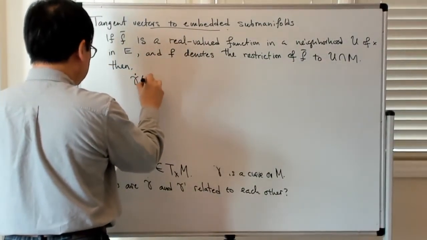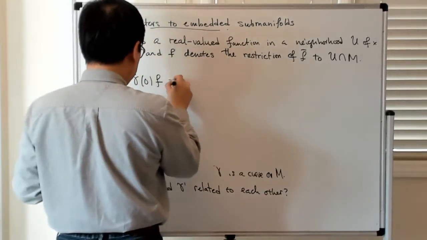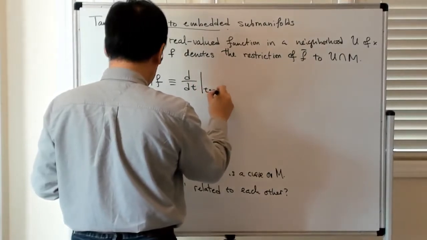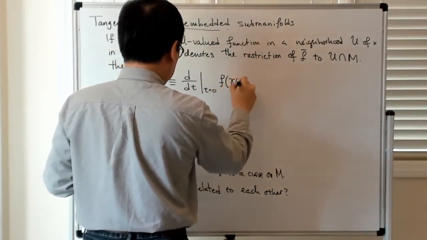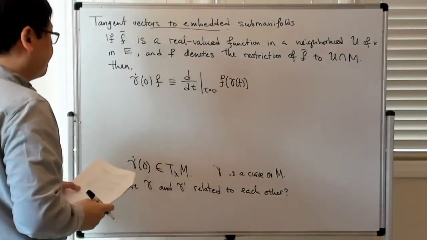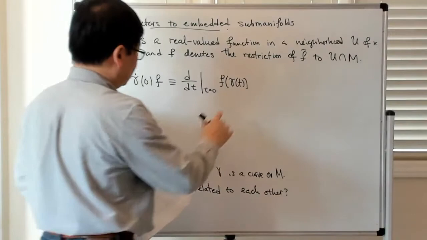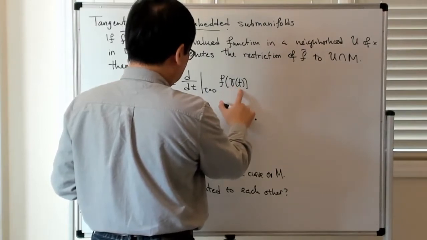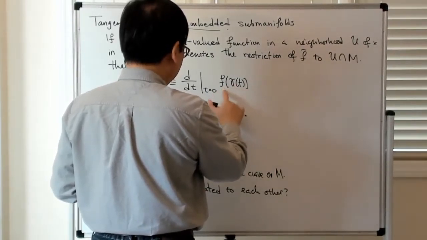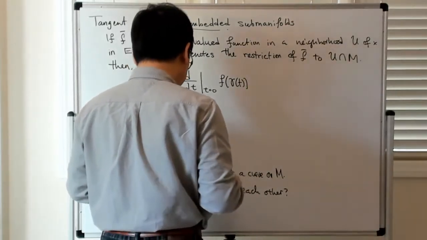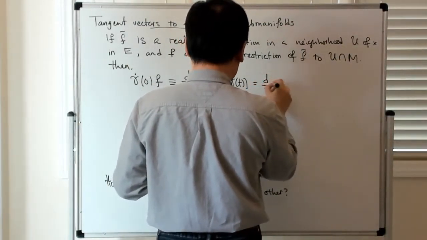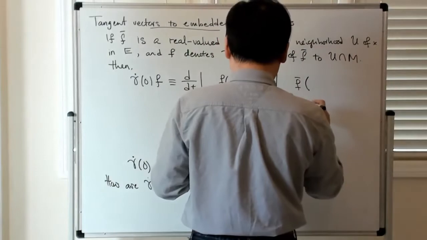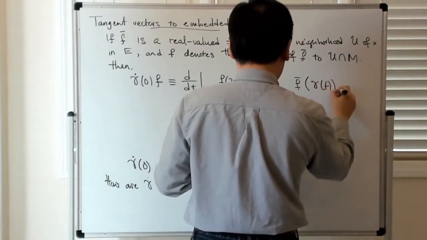So gamma dot 0 acting on f is by definition the time derivative evaluated at t equals 0 of f applied to gamma of t. We can do this because gamma is a map from the reals to the manifold, and f is a map from the manifold to the reals, so at the end this is a map from the reals to the reals, so you can take the derivative as per normal. This is equal to d/dt, again evaluated at t equals 0, of f bar applied to gamma of t.